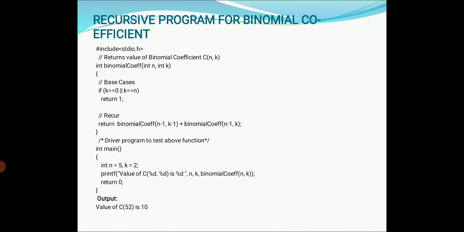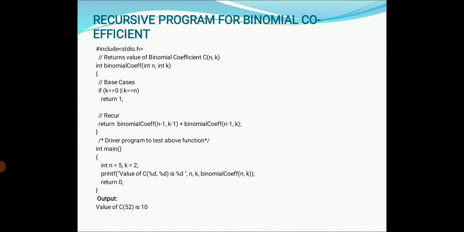Here the values are to be assigned: n is equal to 5, then k is equal to 2. The values of C are indicated as integer values. Then print the value, that is, print the elements n is equal to 5, k is equal to 2. Then the binomial coefficient, that is C(n, k), the output is 10. So the value of C(5, 2) is equal to 10.